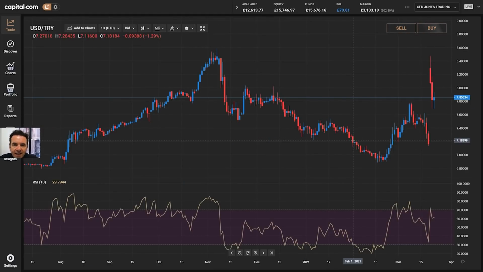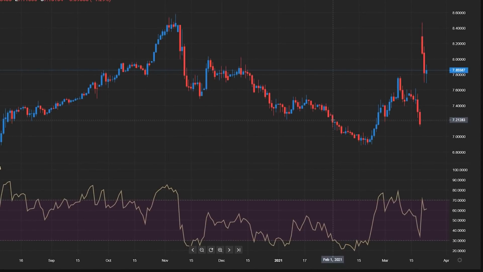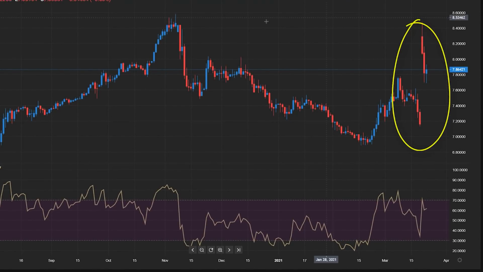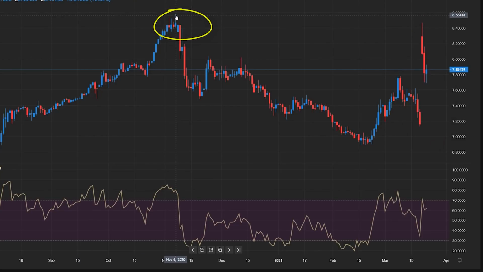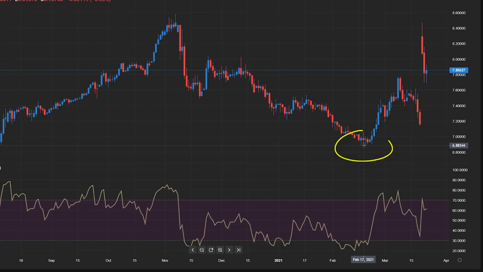And here's the dollar against the Turkish lira. And I thought I'd pick this one out because of some fairly drastic news that's broken in the last few days. So back in November 2020, a dollar was worth around 8.5 Turkish lira. By mid-Feb, it was worth 6.8. So the dollar had dropped in value, dropping by about 20% over that period.